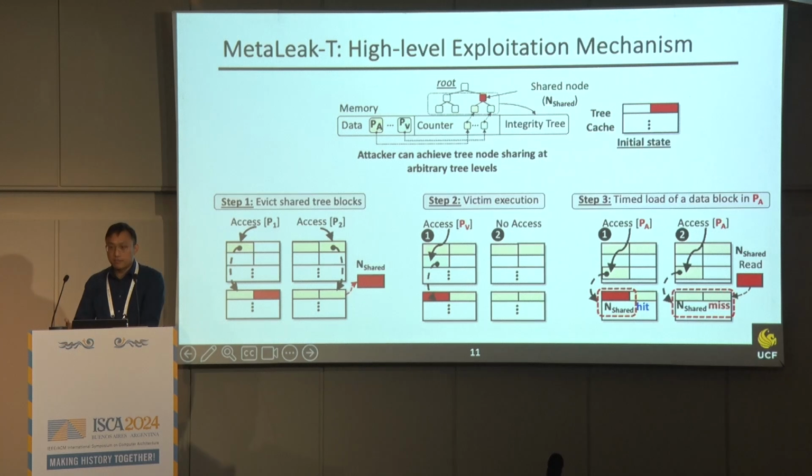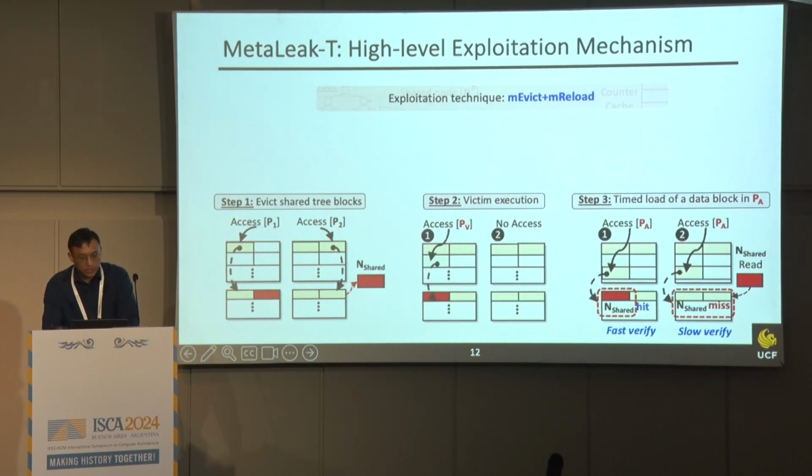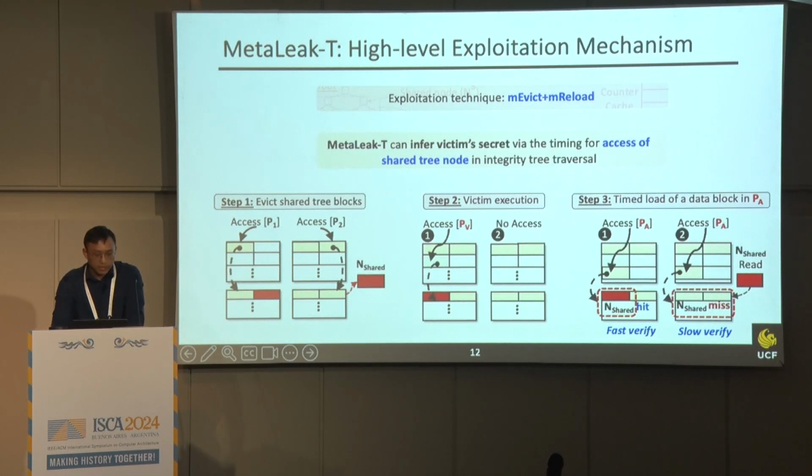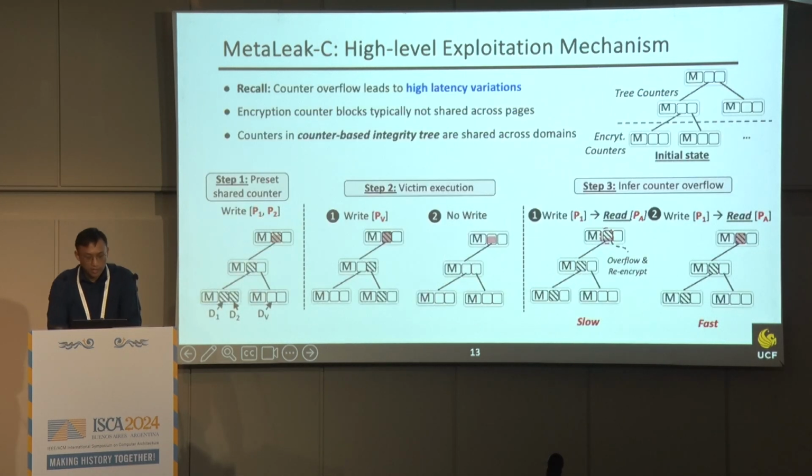A fast load means the victim has accessed this secret-dependent data that made your verification metadata cached. Otherwise, it means it has not been accessed. It's very similar to flush reload, but we don't have flush instructions for metadata. So essentially, we call this exploitation mevict, mreload. MetaLeak T with mevict and mreload can infer the victim's secret via the timing of accesses to the shared tree load in integrity tree traversal. And then we have MetaLeak C, where the high-level exploitation method is similar.